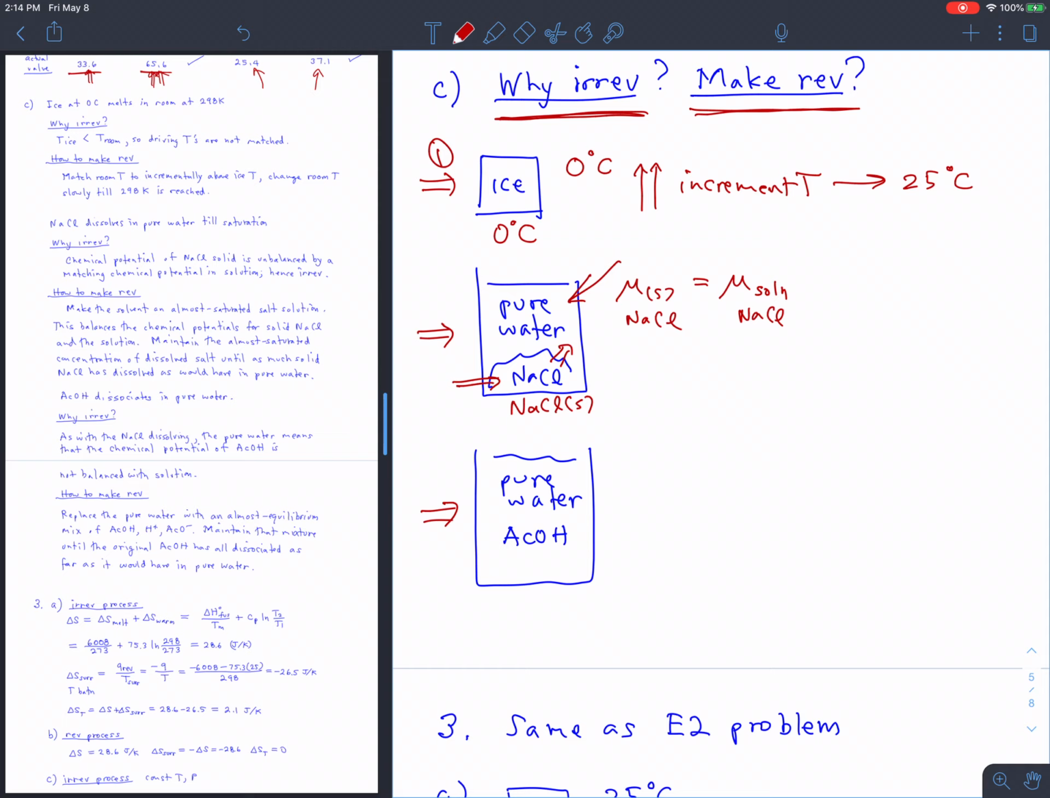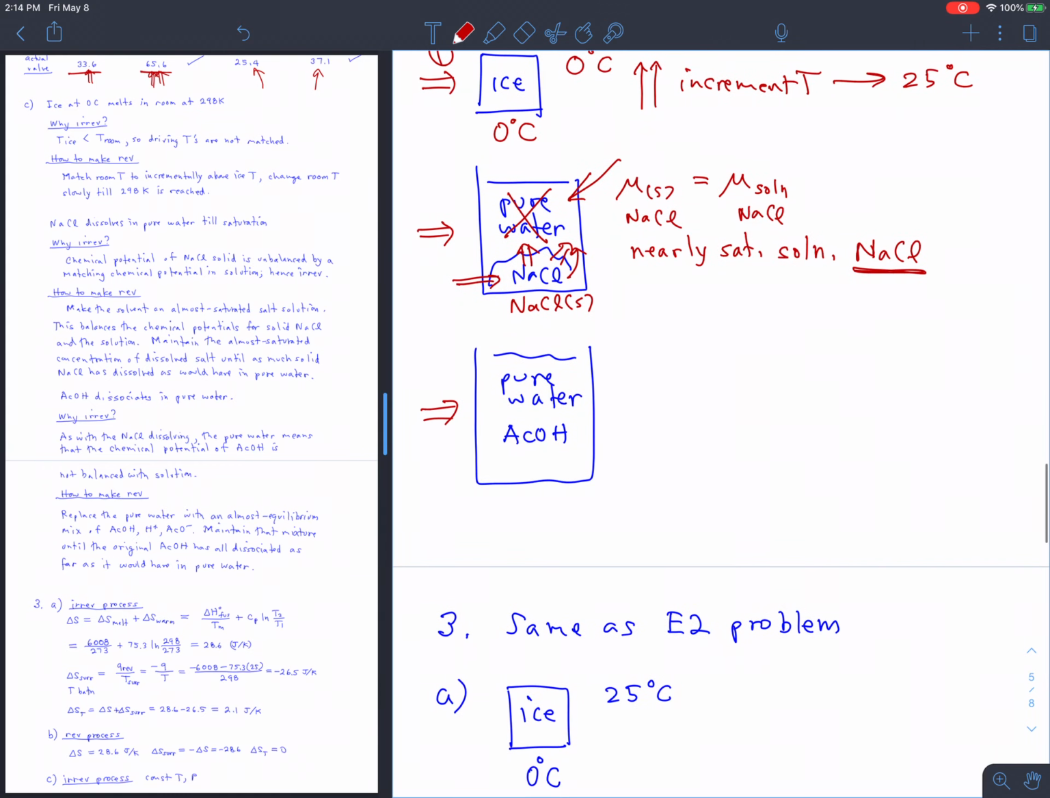So what I have to do in order to make this process reversible is I have to exchange the pure water with a nearly saturated solution of sodium chloride, and then slowly reduce the concentration of the sodium chloride to allow a little bit of sodium chloride to dissolve into the now almost saturated solution, but not quite saturated, and keep on doing that until I've dissolved enough of the sodium chloride to mimic the conditions of the original process.